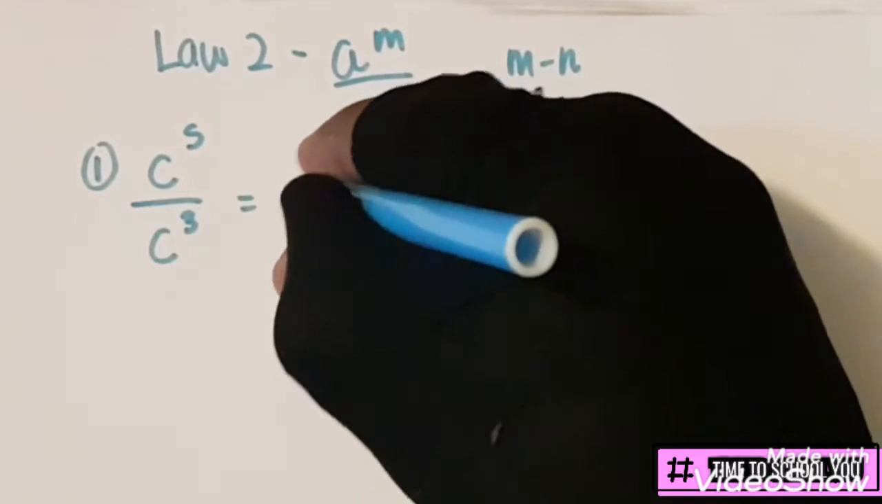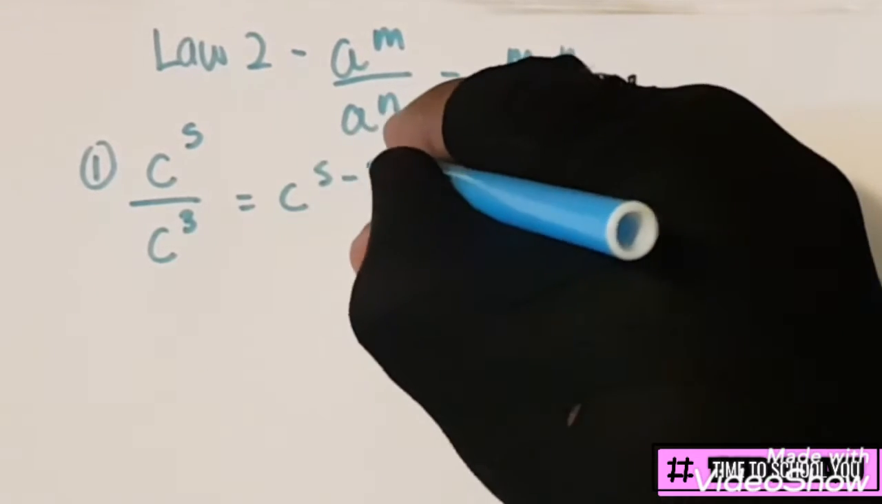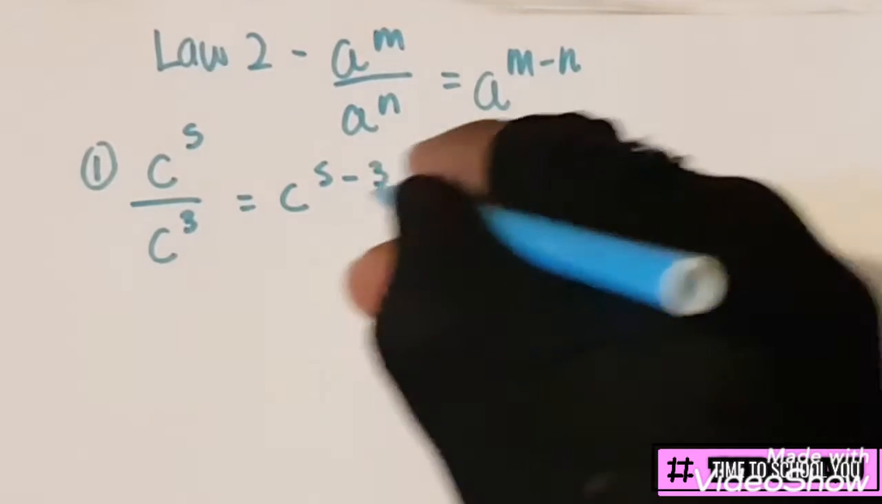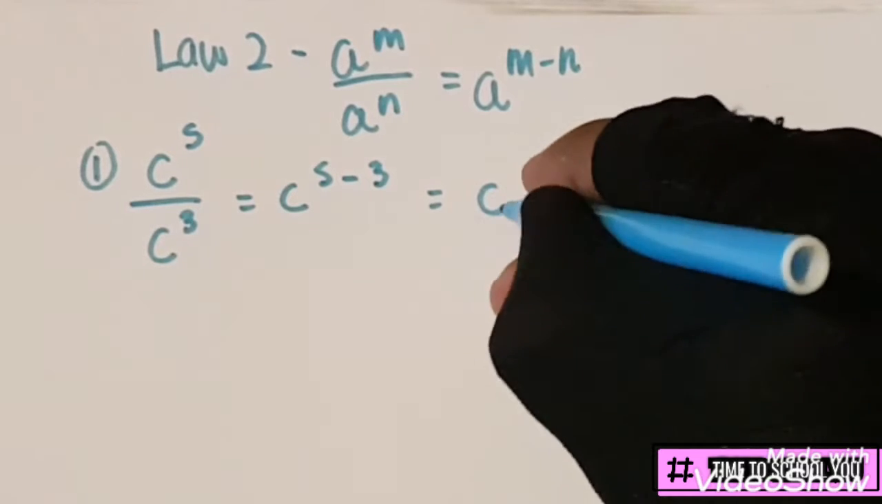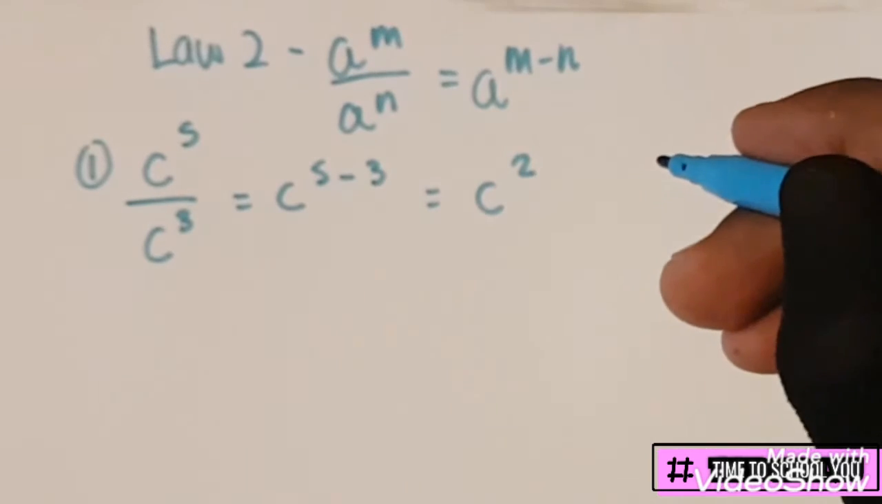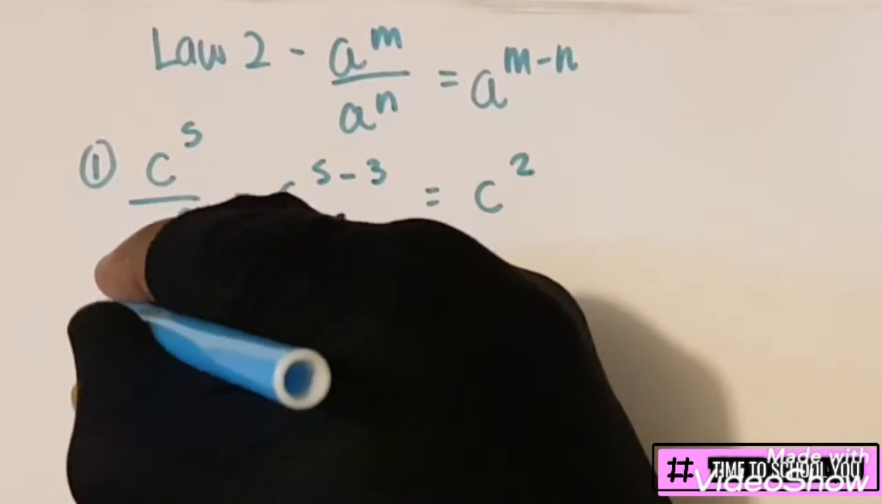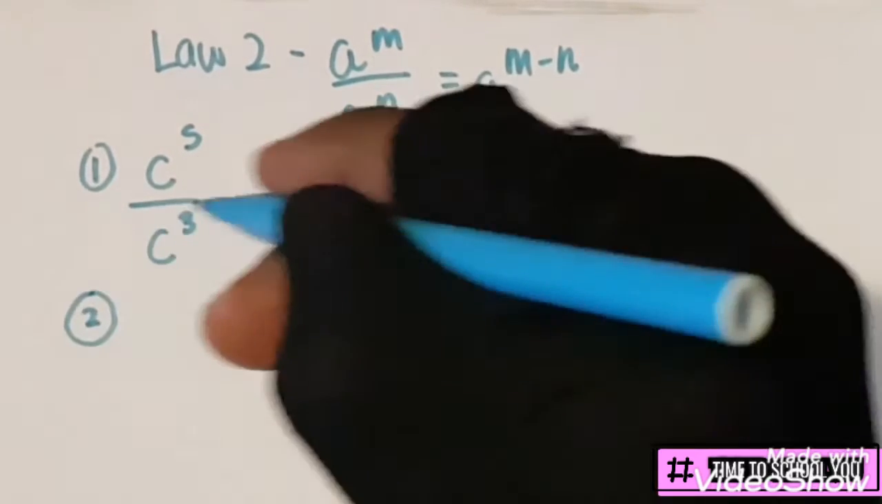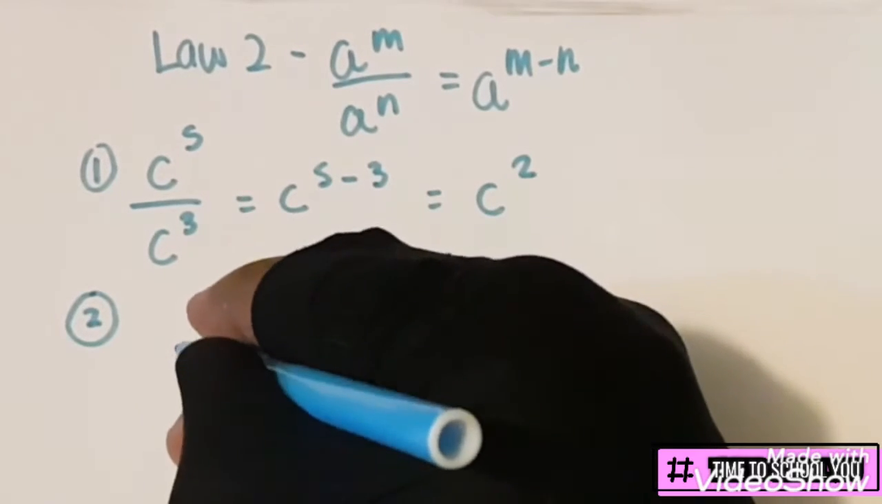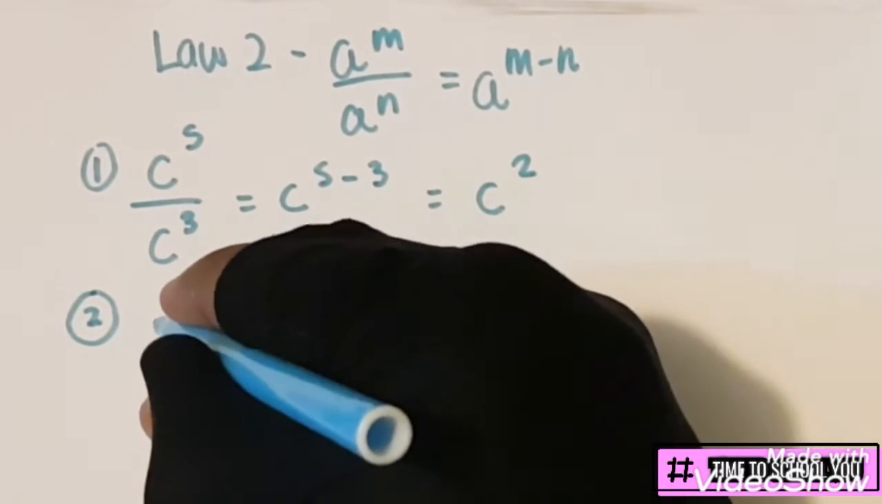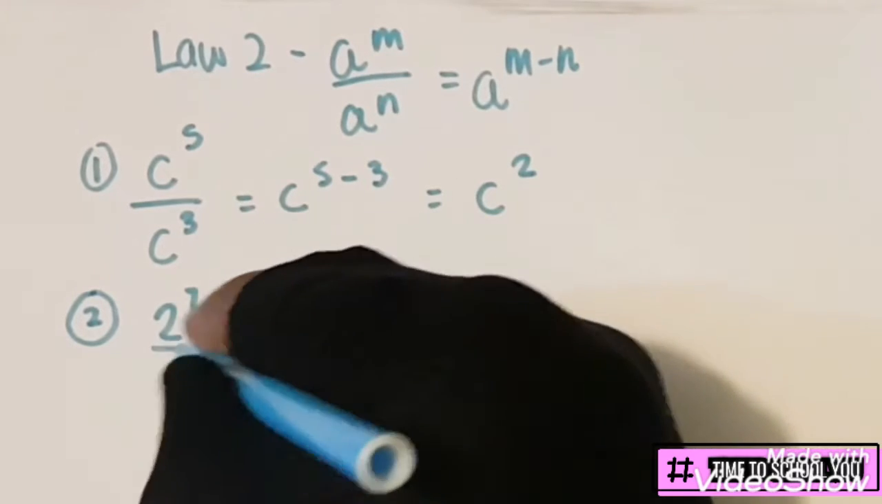So our answer will be, if I had to explain it just for you to understand, it's 5 minus 3, and the final answer will be c to the power 2. Fairly simple, but remember we're using these simple techniques to apply to much more difficult examples, which we will look at in future videos. So the next type we will get is 2 to the power 7 divided by 2 to the power 3.